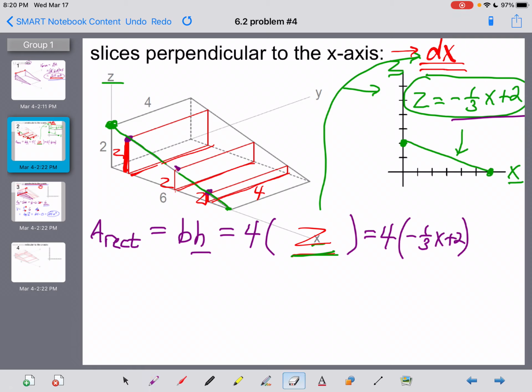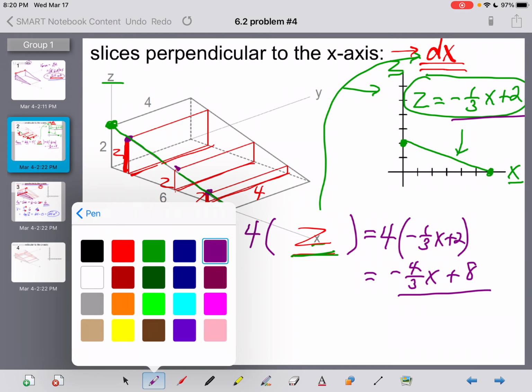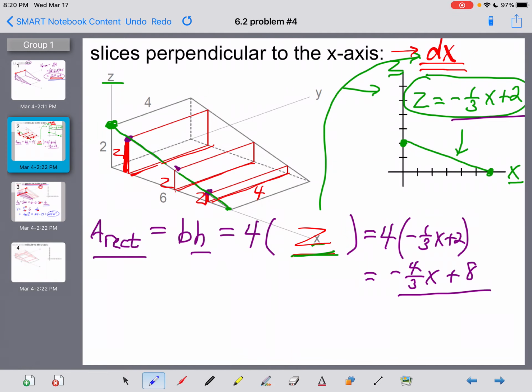Okay, and they didn't make our lives easy here, guys. I could have made this a little bit smaller and easier to fit. But anyway, what do we get here? That is going to end up being -4/3 x plus 8. That, everybody, is the area of each one of your rectangles. 4 for the base, and then the -1/3 x plus 2 for its height gives you this for your cross-sectional area formula. And now that we've got that, let's get to it.